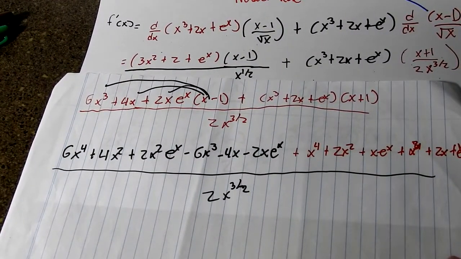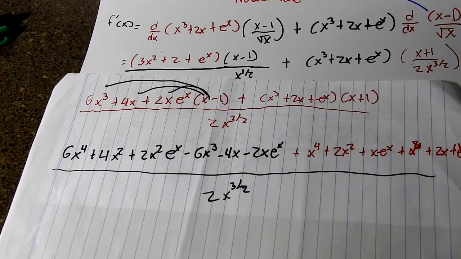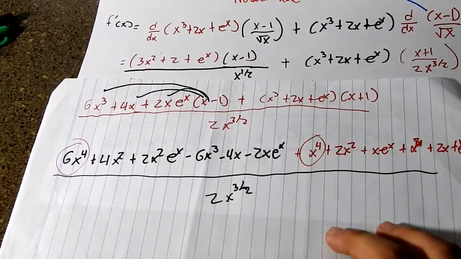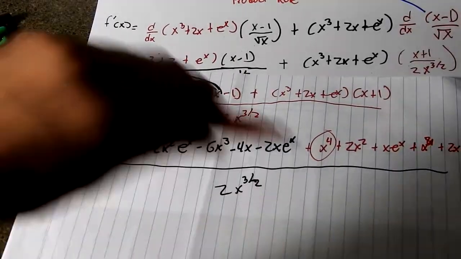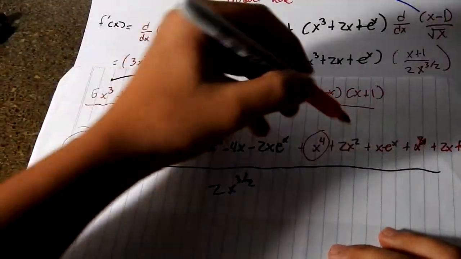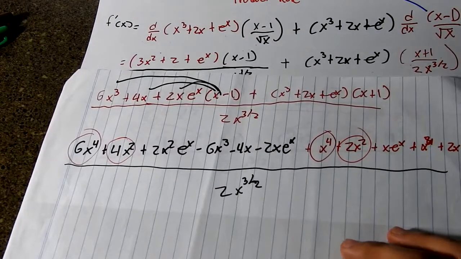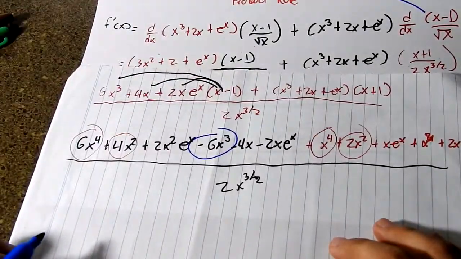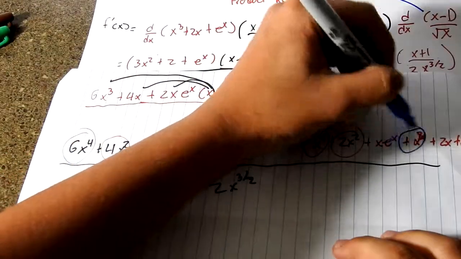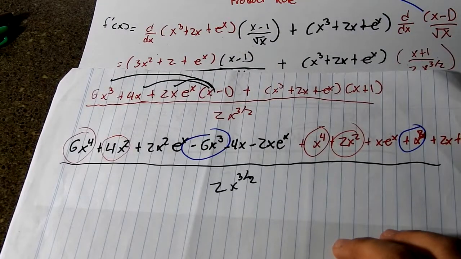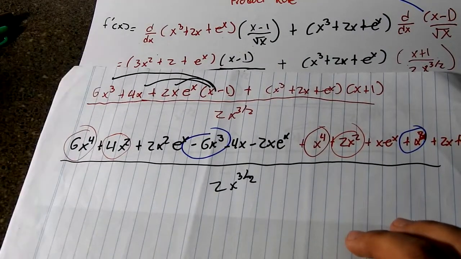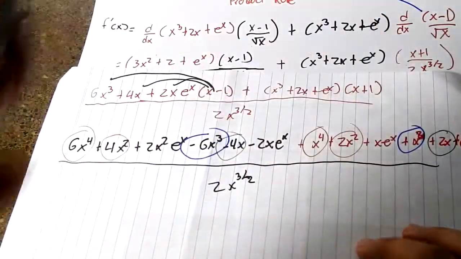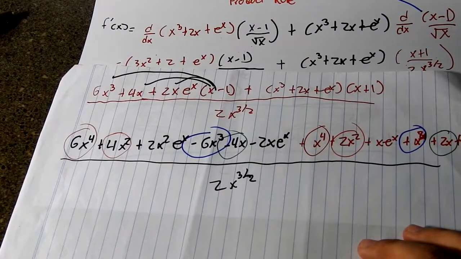So now it's time to combine some like terms. I'm going to use as much color as possible. We have this with this over here. I have 4x squared and I have 2x squared. I have another one, minus 6x to the third, and then I have plus x to the third. And let's see, we have another one here. We have another one. We have minus 4x plus 2x. And I think that's all of them.